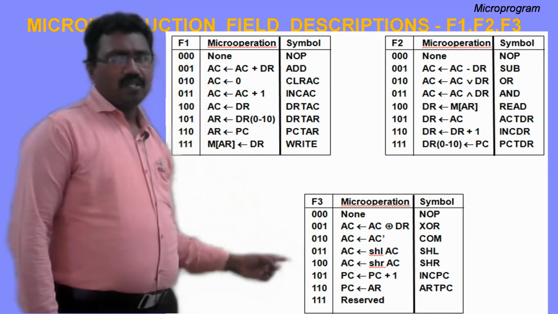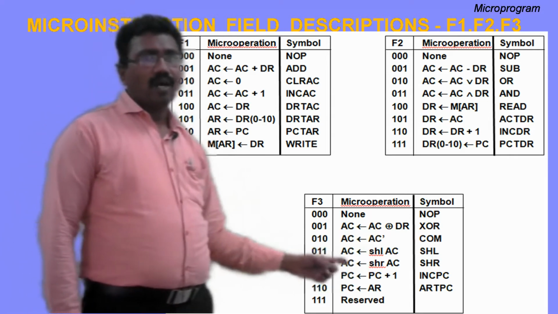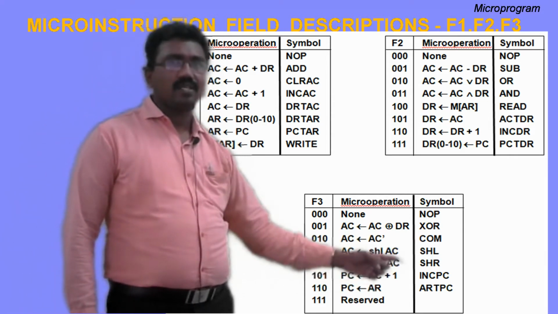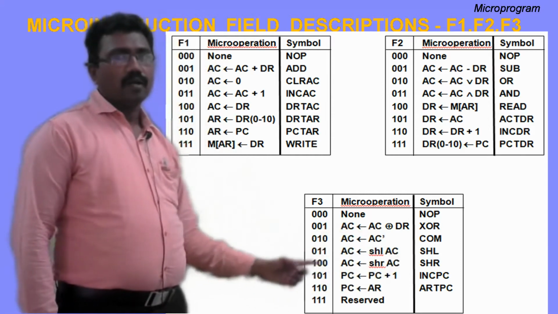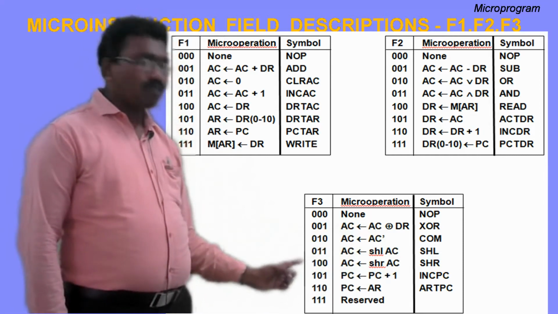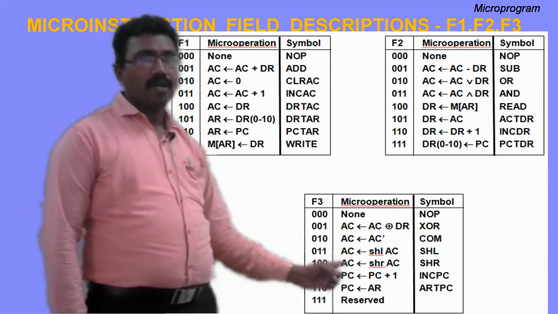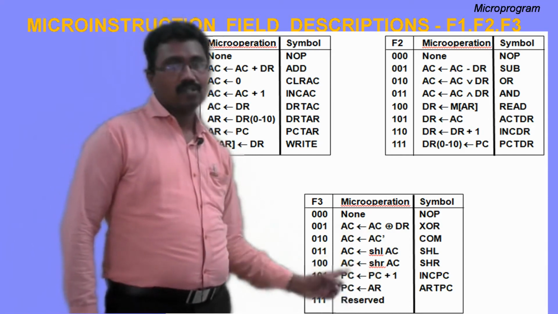Similarly, if the F3 is 100, which initiates logical shift right of AC, the symbol is SHR. One bit is shifted to the right side. And 101 is INC PC, nothing but increment PC. If the F3 field is 101, which operation is initiated? PC plus 1. Increment the PC by 1 and send the result to PC.